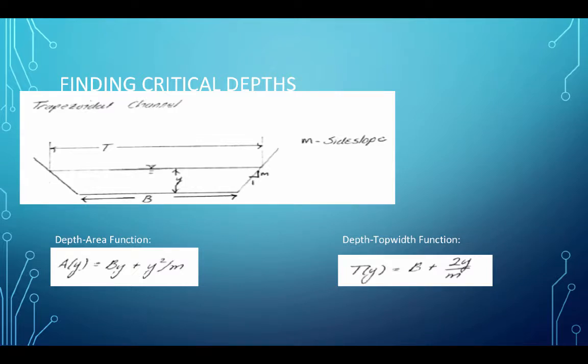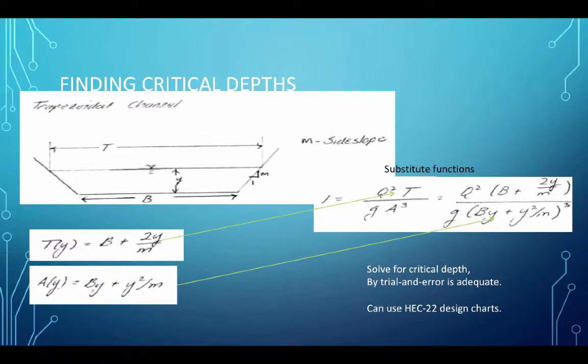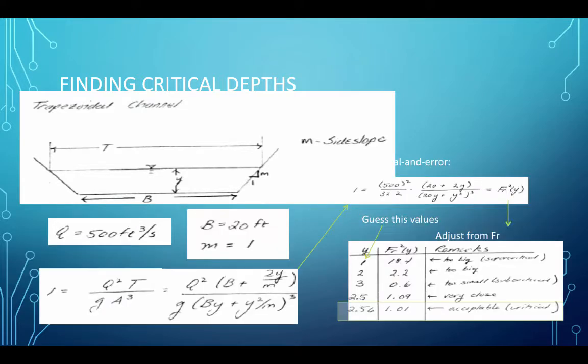Trapezoidal channel, we will play the same game, although with different depth-area functions. Substitute them in. In this case, there's no really elegant closed form solution. Normally you would just do this by trial and error, or you could use the HEC-22 design charts. Either way, you would guess a value of depth, make the computations until you get Froude number equal to 1, and then that would be the case when the flow depth is at critical depth. As an example, here is a trapezoidal channel, 500 cubic feet per second, bottom width of 20 feet, side slope of 1.